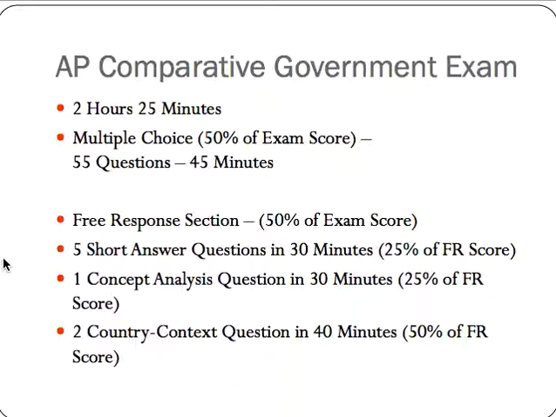The FRQs will look a little different than the AP US, where there are 5 short answer questions: 1 concept analysis, where you look at a certain concept and analyze it from different viewpoints, and then 2 country contexts. In the country context questions, you're really comparing 2 countries, most likely on a form of political system, so maybe their legislature or their election systems.